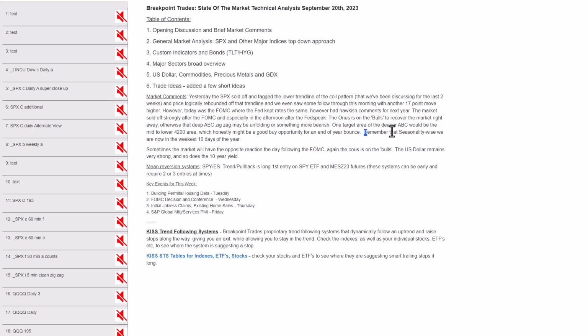Remember, we're now in the weakest seasonality time of the year. These next 10 days are, seasonality-wise, the weakest of the year. So we'll see what happens.